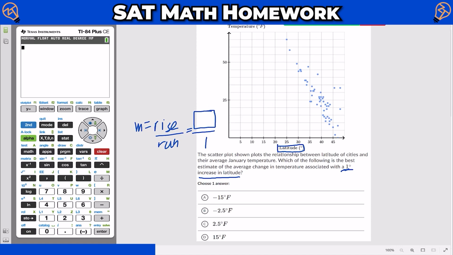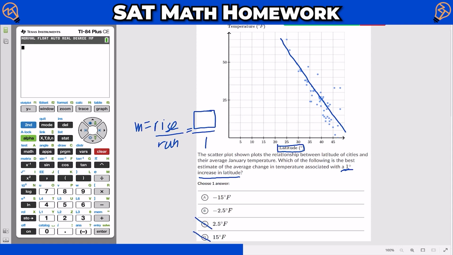So in order to determine the slope, we really want to determine a line of best fit. I don't have a very steady hand, but we're going to just do an approximation, something like that. And then I'm going to pick 2 ordered pairs that fall on that line. Well, right away, I can tell it's a negative slope. I'm not going to waste any time with C or D.